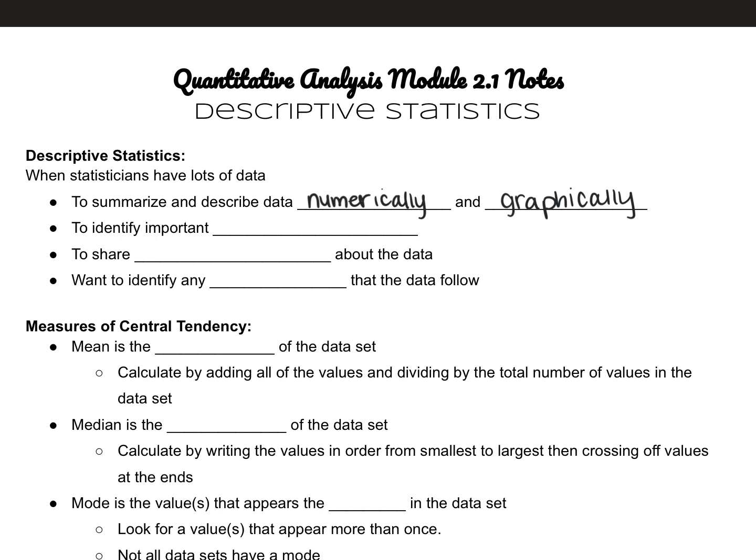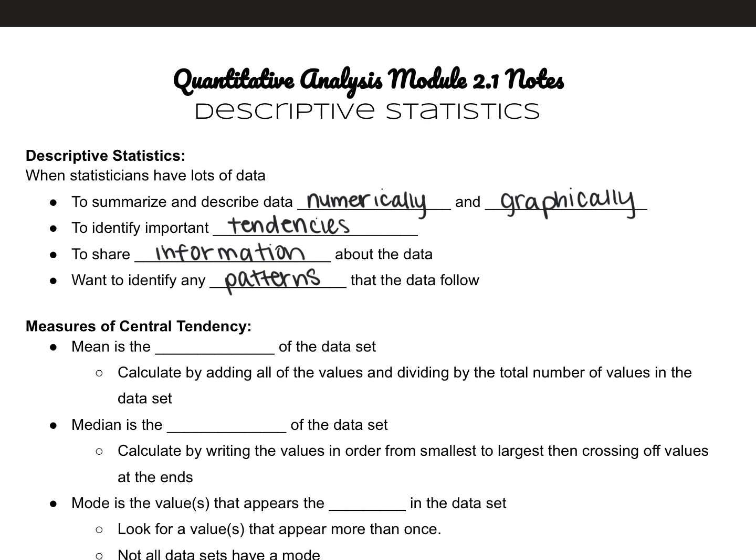And the reason we do this is we want to identify important tendencies of our data. So a couple of the things that we'll discuss later on is the shape of the distribution, where the center of our data is, how spread out our data is, stuff like that. And the goal is to then share information about the data. And when we share the information, what we're doing is identifying any patterns that the data follow.